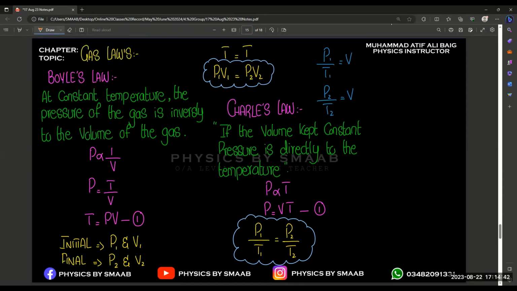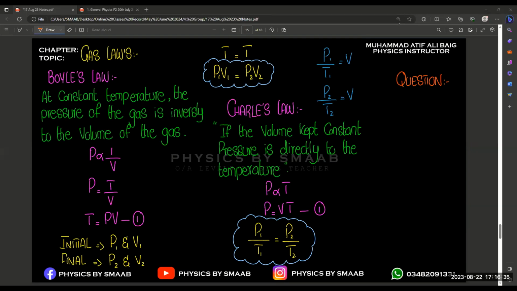So basically they usually ask the question in terms of molecules: explain in terms of molecules how this will affect that. So basically they ask the question with respect to molecules.